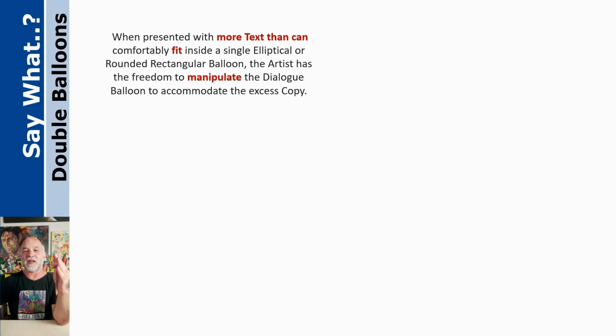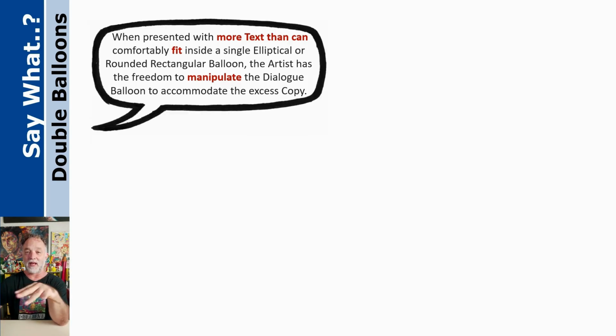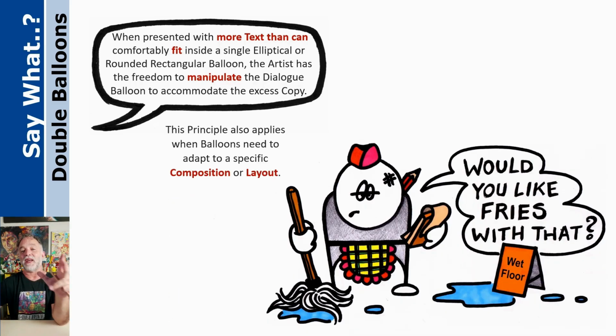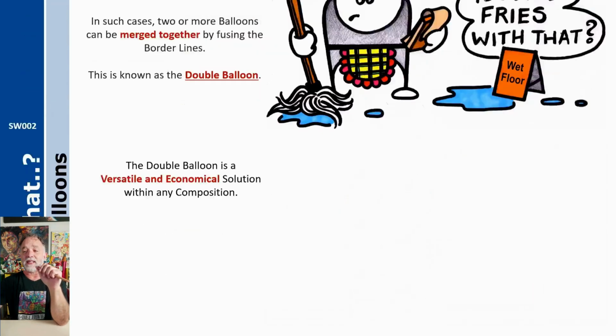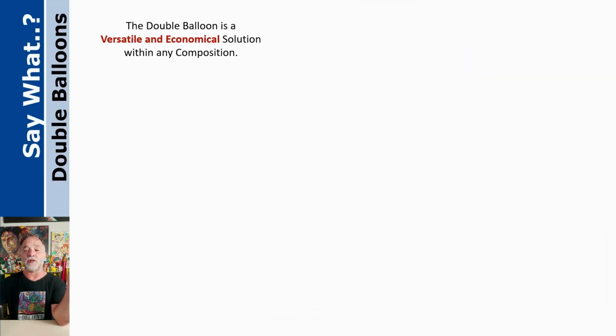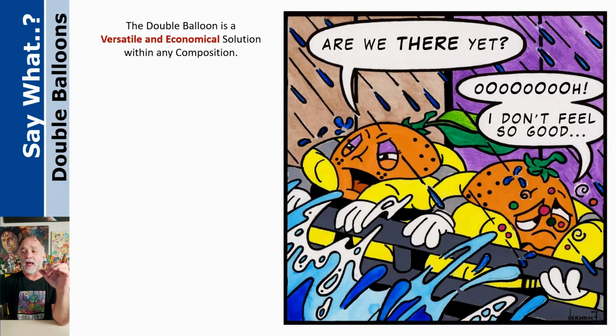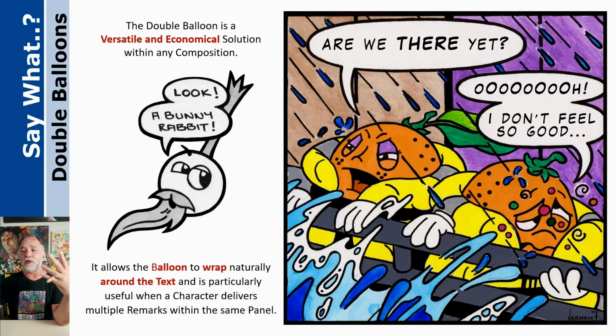So when you have a creative conundrum where you are presented with way too much text than can comfortably fit within a dialogue balloon, or you have a composition where the dialogue balloon keeps getting in the way, the artist does have the freedom to manipulate the balloon. The first option is your double balloon, where two or more balloons are merged together by fusing their borderlines. This is a very versatile and economical solution for any composition. It presents you with a balloon that wraps naturally around the text.